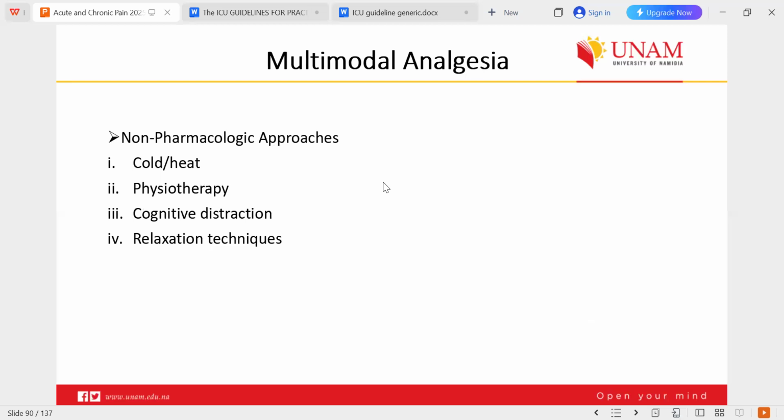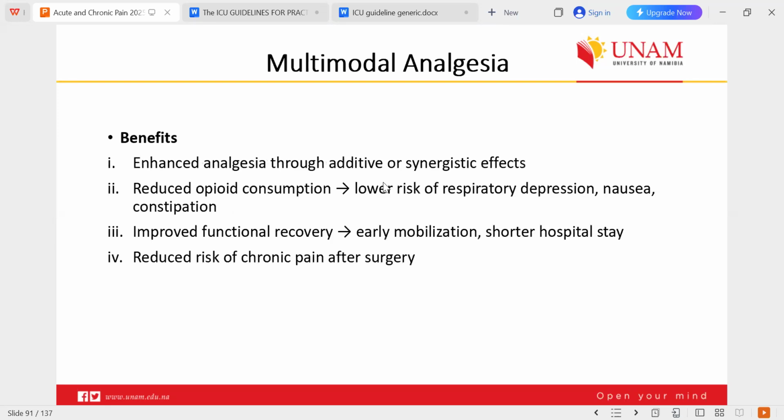So for the non-pharmacological approaches, we have the cold or heat, physiotherapy, and all that. And this is important, especially for ICU. For patients who are in pain or delirious or agitated, I always try to ensure how we can do environmental modification, or conditioning, to help with the pain. So it's important. Analgesia is not just pharmacological agents. Non-pharmacological agents play a role.